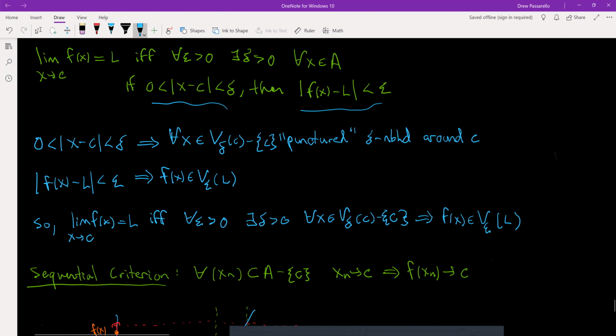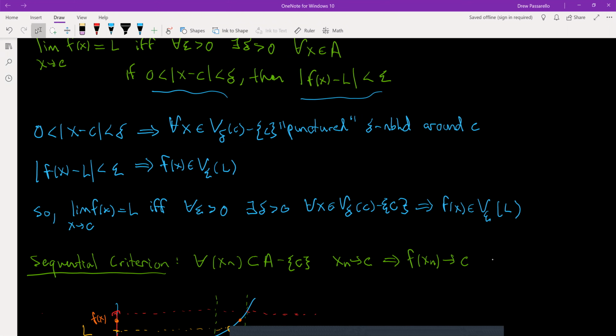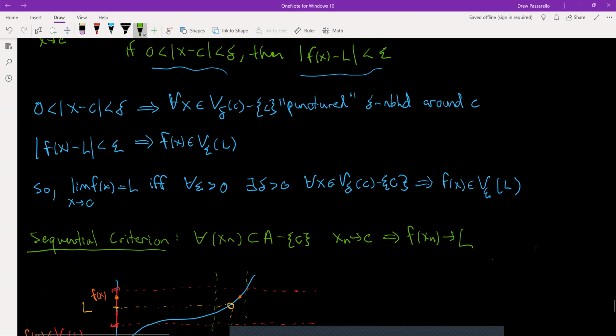So in terms of neighborhoods, we would say the limit of f of x as x approaches c equals L if and only if for all epsilon there exists a delta, so that for all x in the punctured delta neighborhood around c, f of x is in the epsilon neighborhood around L. And then we had the sequential criterion for the limit, which says that for all sequences x_n in A minus c, if x_n converges to c, then f of x_n converges to L. Okay, that was the sequential criterion.